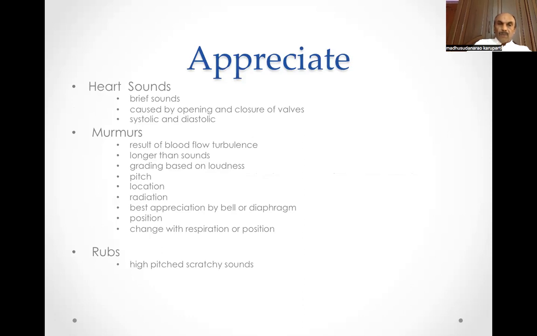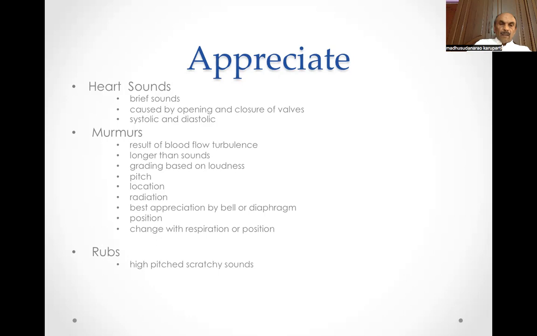Heart sounds are brief sounds caused by opening and closure of the valves, the systolic as well as diastolic. Murmurs are a result of the blood flow turbulence generated across the valve leaflets or into the great vessels or into the chambers. So there is the valvular component, vascular component, as well as muscular component. But most of the time it is turbulence generated around the valve leaflets that results in the murmurs.